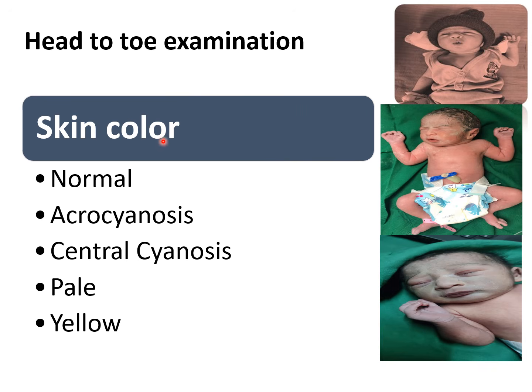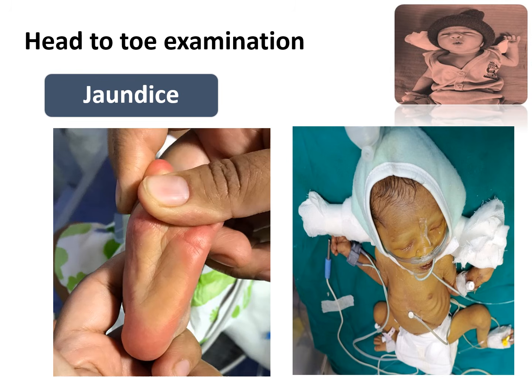Then in skin color we have to mention the normal skin color or acrocyanosis, where the palm and sole are cyanosed while the whole body is pink. Central cyanosis, where the lips, tongue, oral mucosa are also cyanosed. Pale whenever there is anemia, yellow whenever there is neonatal jaundice. So here in both the images you can see baby is suffering from neonatal jaundice. So yellow discoloration of the sole and whole body is yellow discolored.